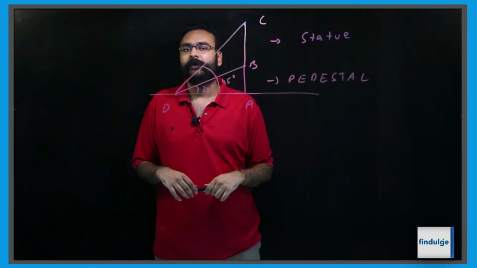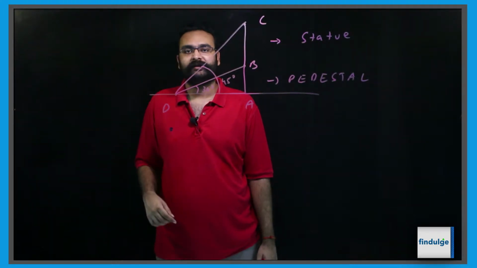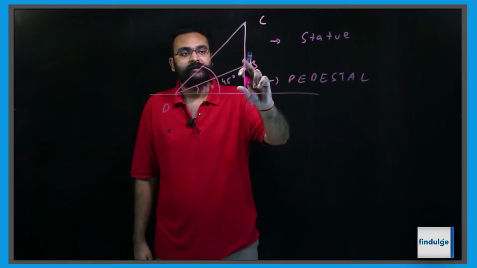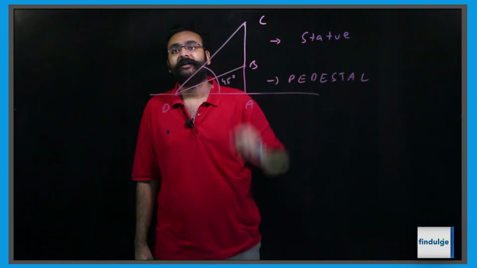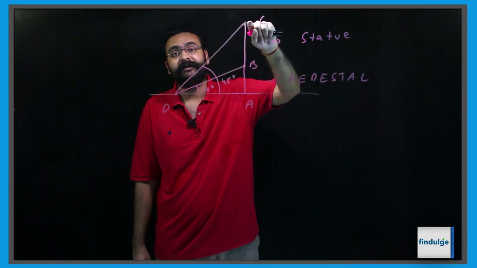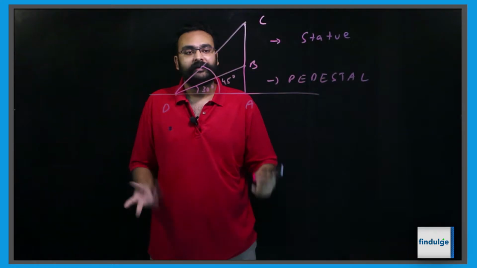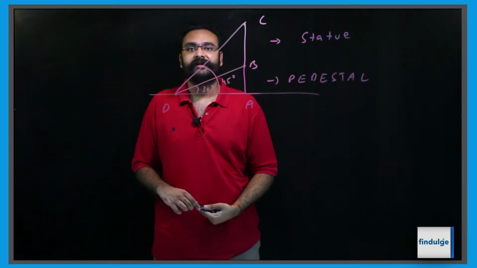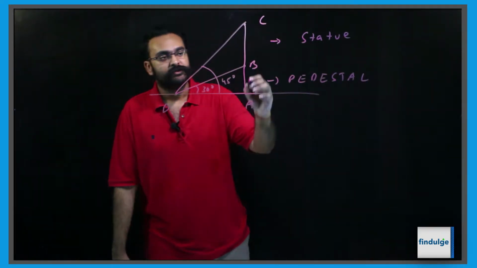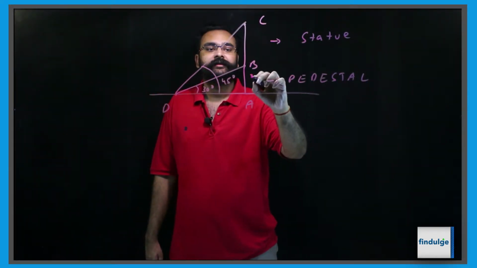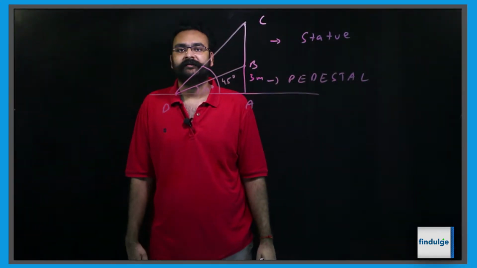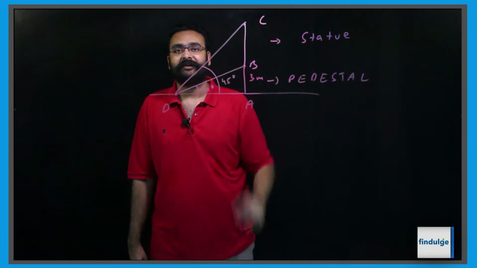Along with this, we will be given one length, either the distance between the point and the pedestal, the height of the pedestal, the height of the statue, or perhaps the height of the point C above the ground. Let's say in this case, they give us the height of the pedestal. So they say that the pedestal is 3 meters tall. And they ask us, find the height of the statue.